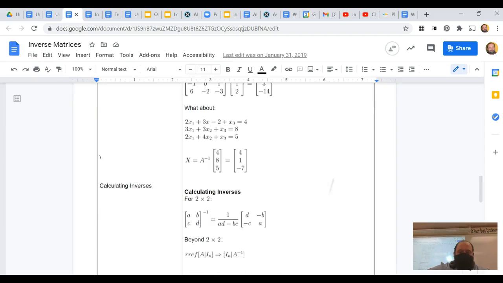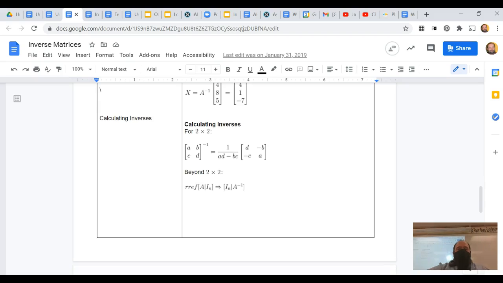Did I put it in there? Yeah, there it is. Okay, calculating inverses. This guy. That 1 over AD minus BC, you switch the A and D, and you make the B and C negative. Okay, so what did I just say?